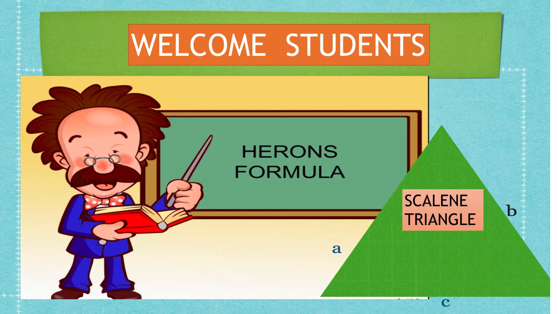What is a scalene triangle? A triangle in which all sides are unequal. Since sides are unequal, therefore the angles are also unequal.